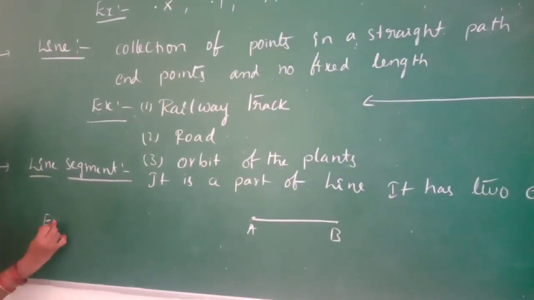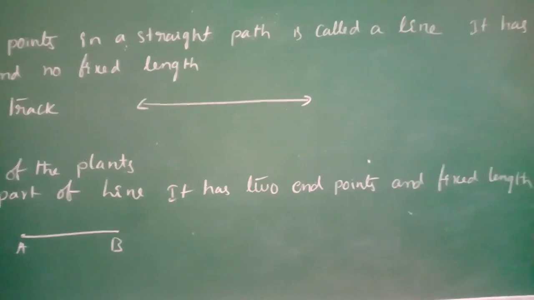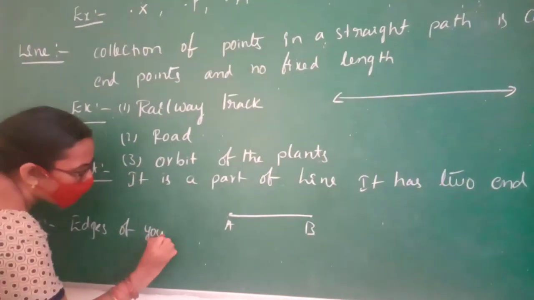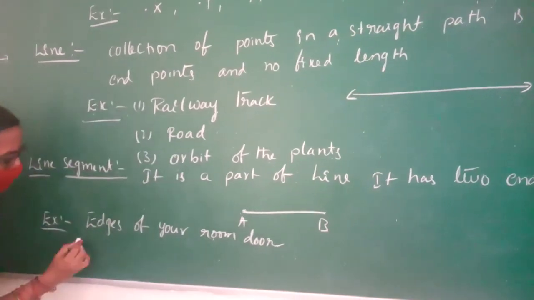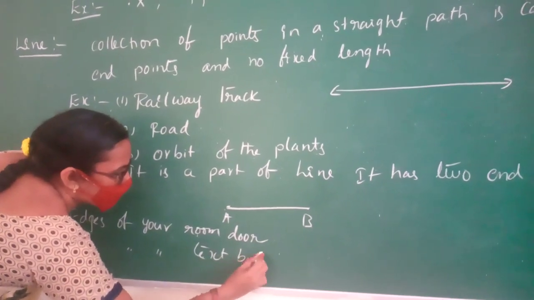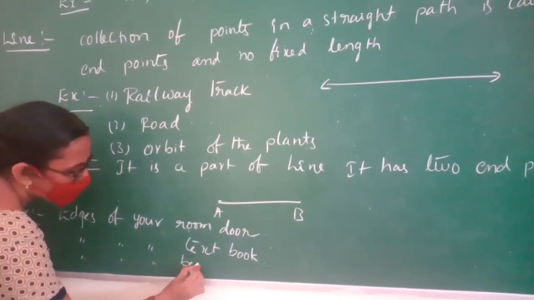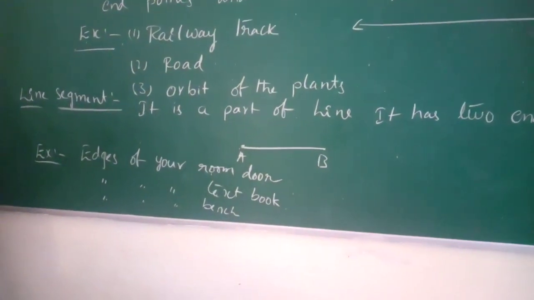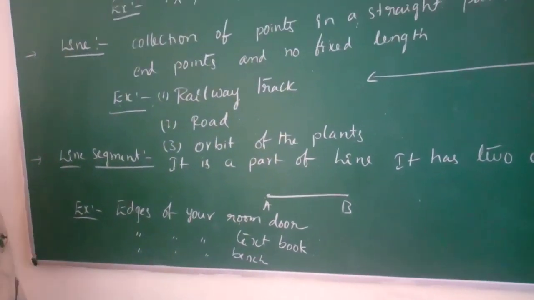Example. See your surroundings. Yes, edges of your room door and your textbook. Edges of your textbook. Your bench. Okay. These are the examples of line segments. So many examples are there in windows. Okay now. Next, what is a ray?